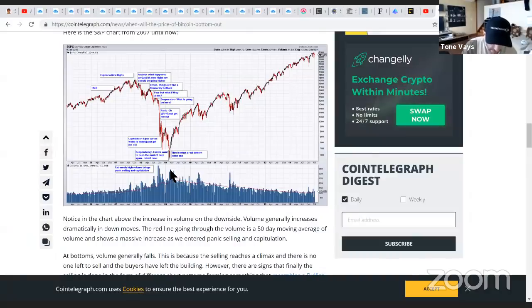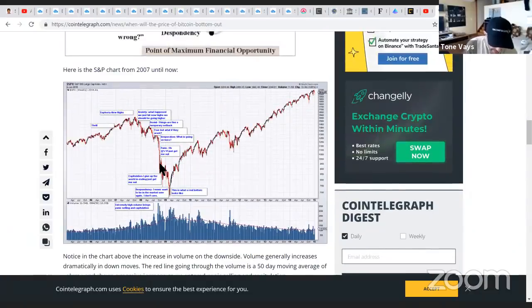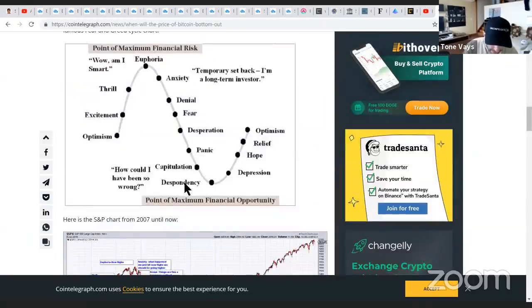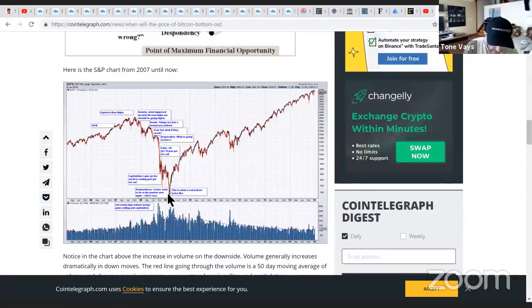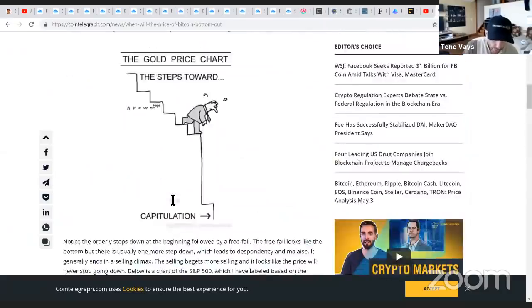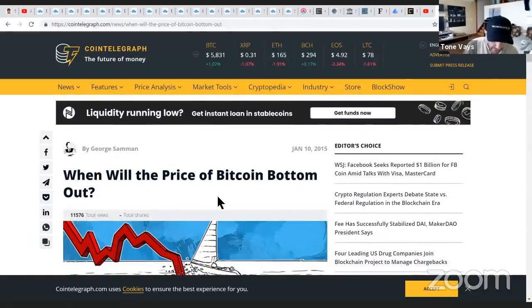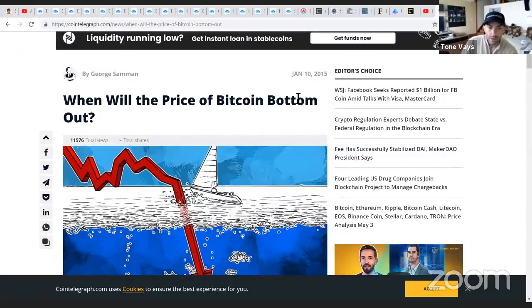Here you can see the volume. So the volume was elevated on the capitulation right there. And then lower volume on despondency, and then higher volume in between the two on the ultimate low. Okay, so there it is. So check out this article. Just Google George Salmon capitulation. I reference it all the time.